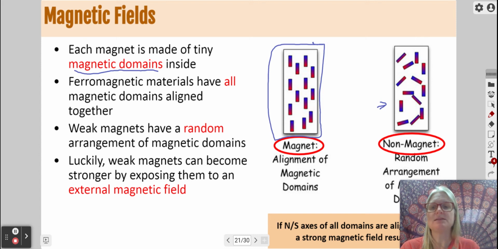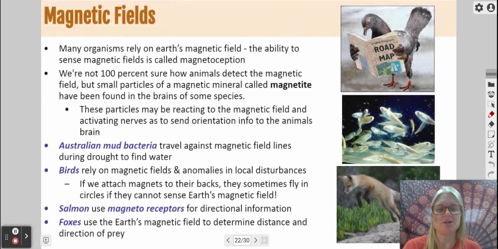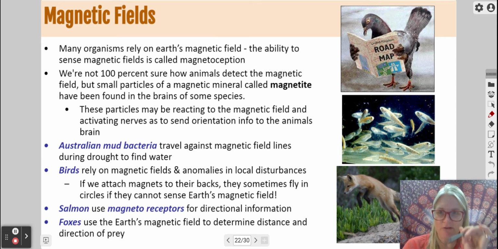But we can make some objects' magnetic domains line up by using an external magnetic field and putting an object in a magnetic field. We can turn things into magnets. Some materials, not all. There are some interesting little factoids on this page about magnetic fields. I suggest reading through it, and then there's a video on the next page.